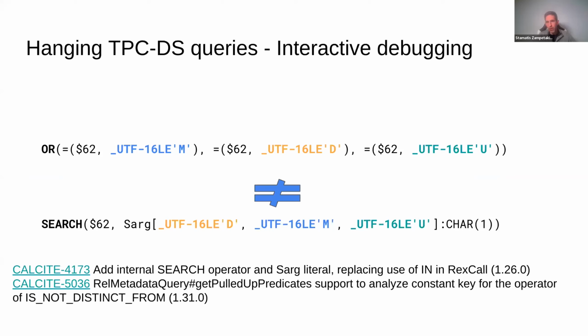And the second reason is that in this Calcite 5036, there were some additions in getPulledUpPredicates that are introducing some additional simplifications. So I'm thinking that if the simplifications weren't there, the OR wouldn't change into a search, and probably the problem may never appear. So these together kind of triggered this infinite rule problem. But luckily, with the logs, we were able to find it quite fast.